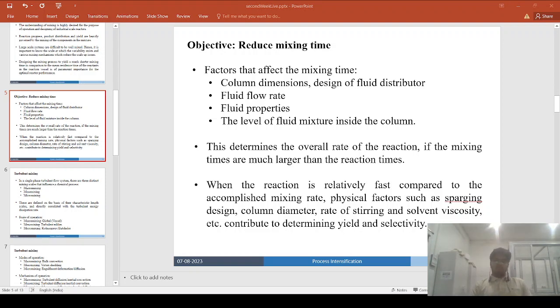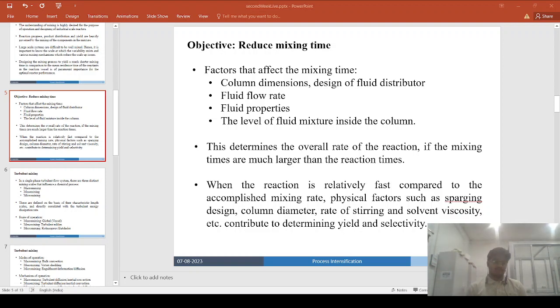Now that we have established what mixing is, and why learning about mixing is very important, as we just discussed, your job is to reduce the mixing time. The objective is how much you can reduce the mixing time, and what you can do to reduce it. So let us first discuss the factors on which the mixing time depends.